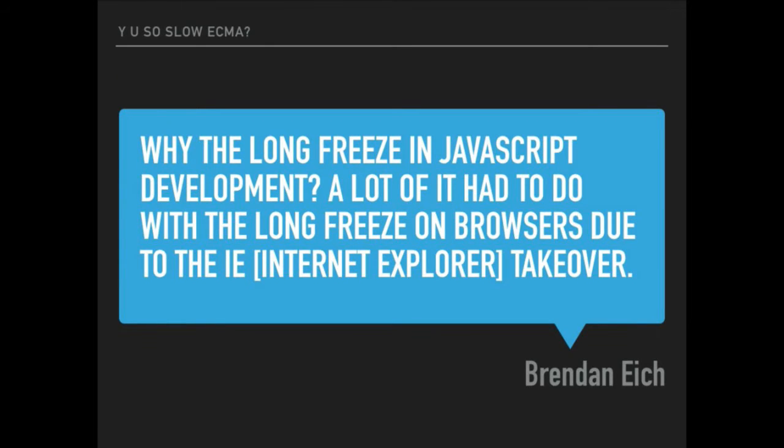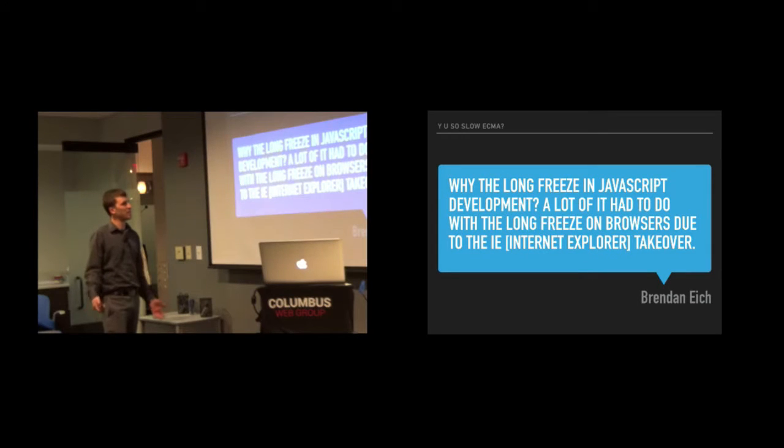So they also move very slow. Brendan Eich kind of said it best. Why the long freeze in JavaScript development? A lot of it had to do with the long freeze on browsers due to IE, surprise. So aside from that, they're also just a very slow organization. They just started using GitHub in 2011. GitHub's been around a lot longer than that, and they're just slow moving. I get it, they have a lot to accommodate. They got to think about all of us, what do we want? And that's hard to do.